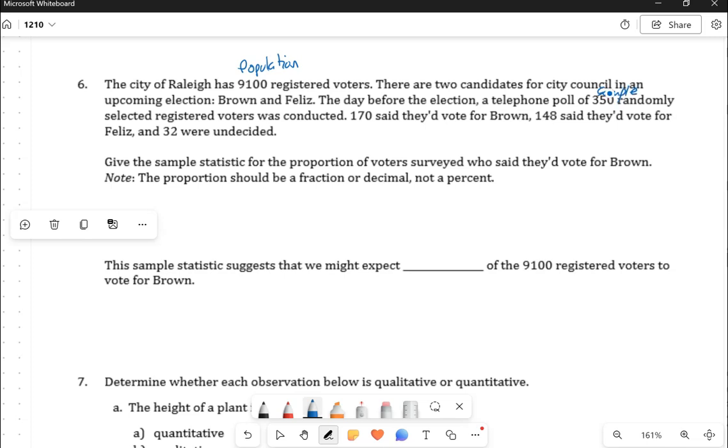And then we have a certain number from the sample saying who they'd vote for. We want to work the sample statistic for the proportion. So this is a fraction of voters who surveyed said they would vote for Brown. So Brown, we have 170 said they'd vote for Brown out of the total of the people asked, which is the 350.